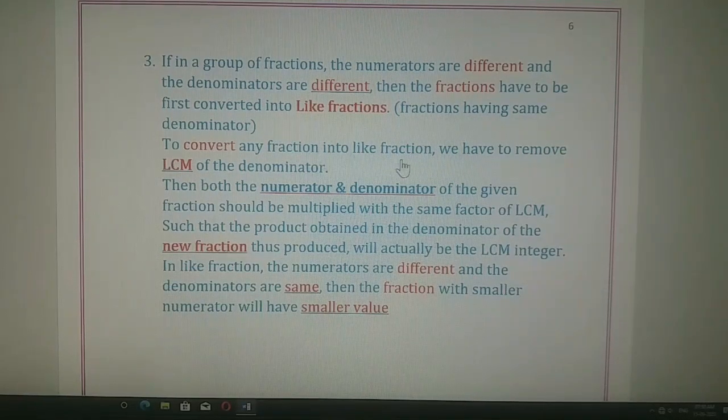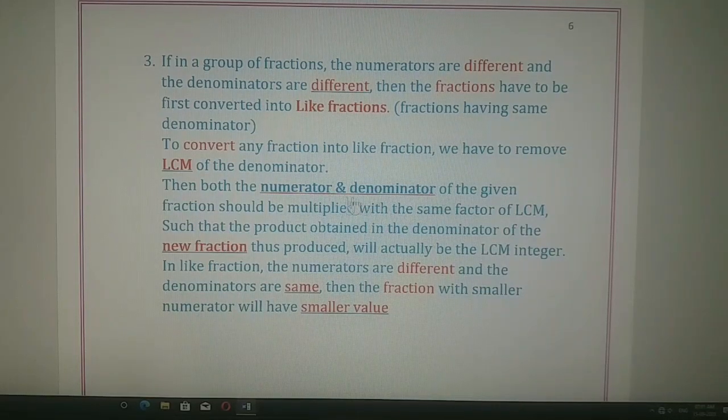To convert any fraction into like fractions, we have to first find the LCM of the denominators. After finding the LCM of the denominators, both the numerator and denominator should be multiplied by the same factor of the LCM. So we have to multiply a common factor of the LCM with the numerator and the denominator. So we have to multiply the factor of the LCM with the numerator also and with the denominator also.